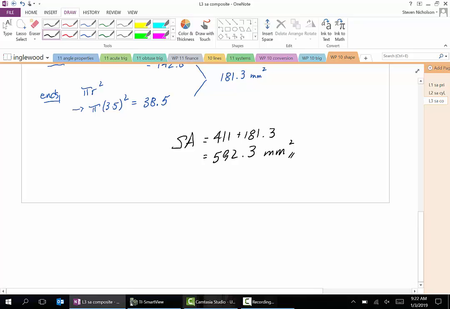So again, key ideas: identify the shape, identify the formula, and organization, keeping track of what you've done.